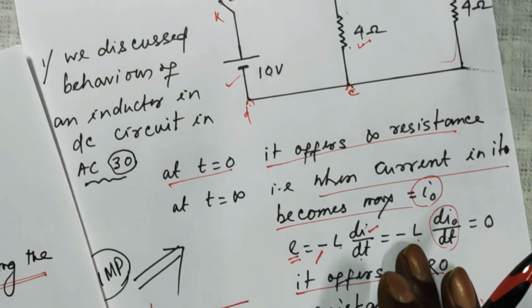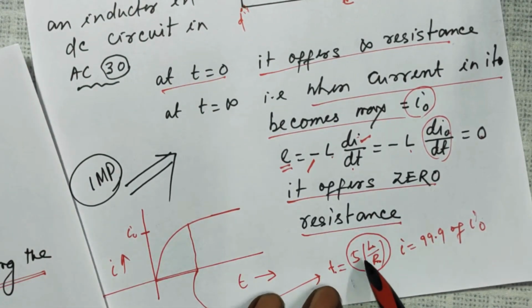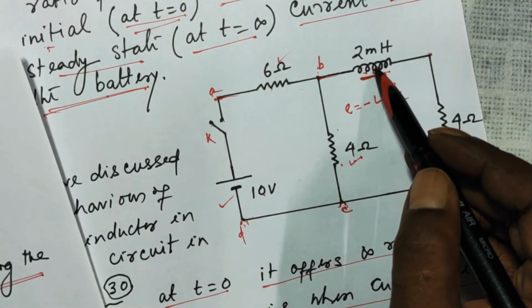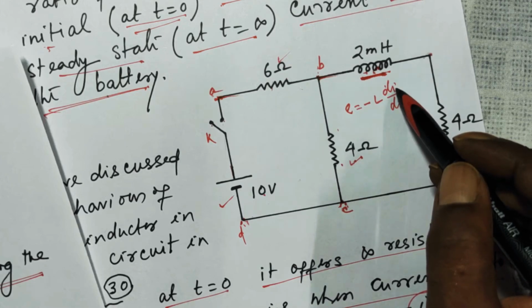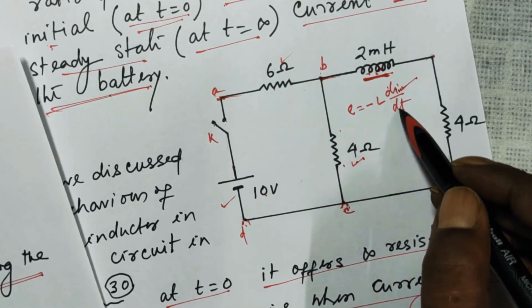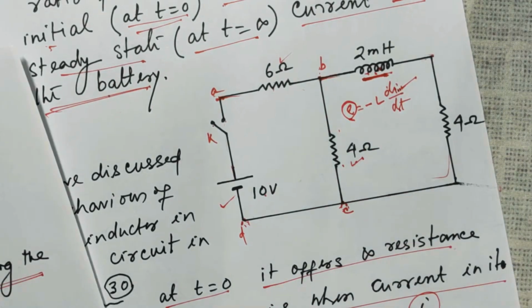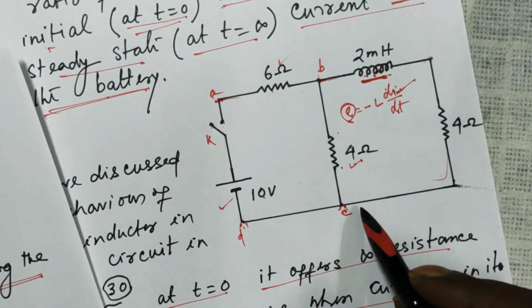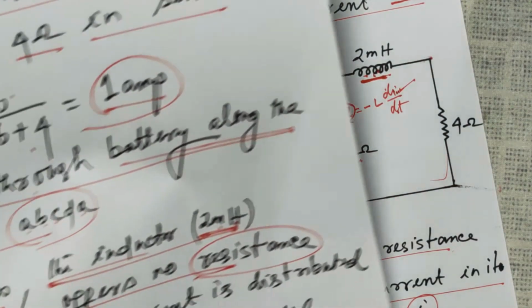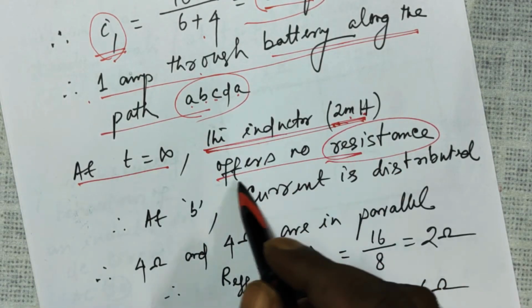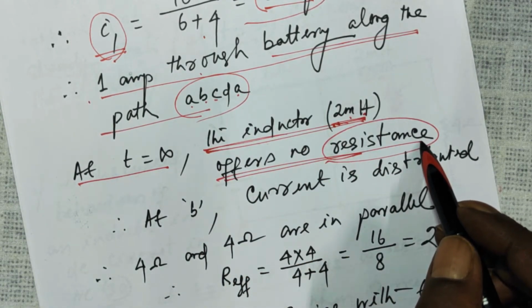After some time, after t is equal to 5L by R, which I explained in the previous video, the current through this becomes maximum, I becomes maximum, I naught. So it becomes maximum, means a constant. So derivative of a constant is 0. So it does not offer any back EMF for the current to pass through this at t is equal to infinite. So at t is equal to infinite, the inductor offers no resistance.